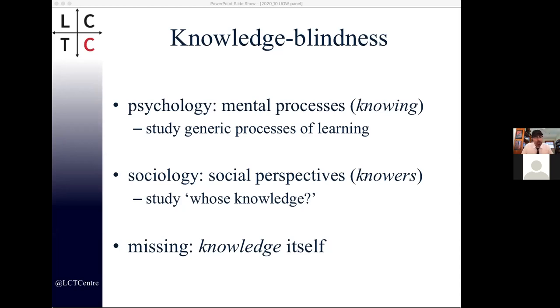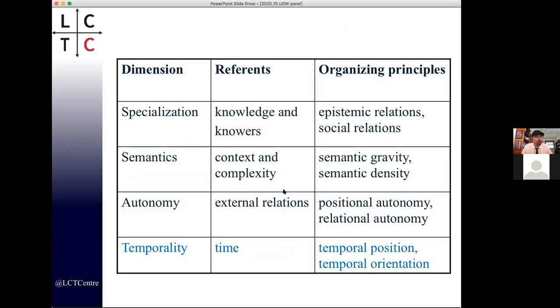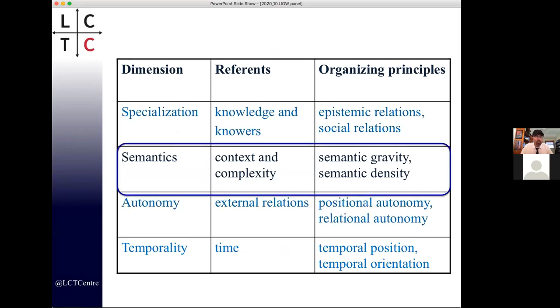And instead of that, when LCT sees knowledge, it reveals the organizing principles underlying knowledge practices in ways that get to grips with that fluidity and that complexity. How? Well, I'll introduce one part of the framework. LCT has several dimensions, which are the name we give to sets of concepts that explore different aspects of practice. Today, we're going to focus on semantics, which is centered on two key concepts. There's a bunch of others, but these are the two key ones that you need to know, semantic gravity and semantic density.